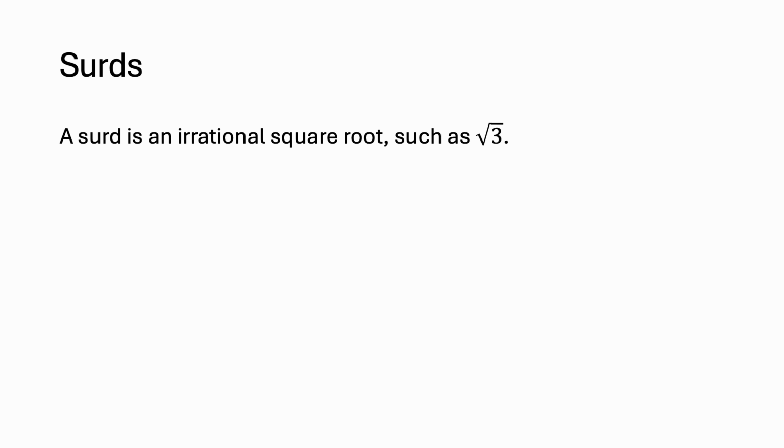Okay, so now we're going to look at surds. A surd is an irrational square root, such as square root of 3, or square root of 5, or square root of 7, and so on and so forth. So for instance, square root of 4 is not an irrational number because the square root of 4 is 2, or technically plus or minus 2.